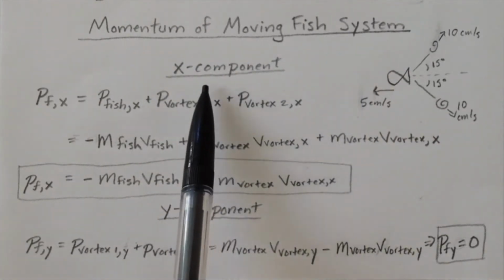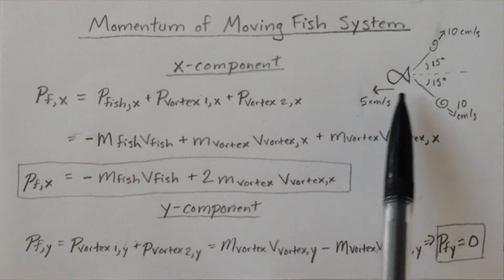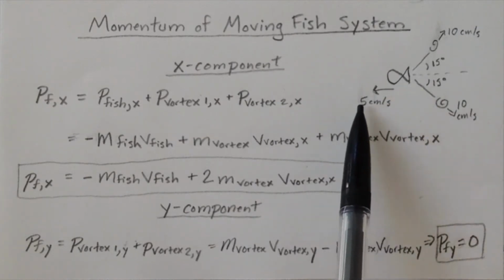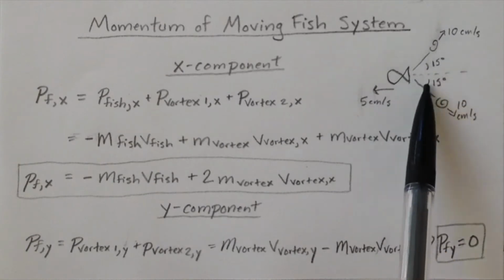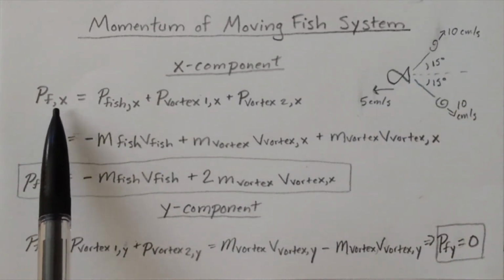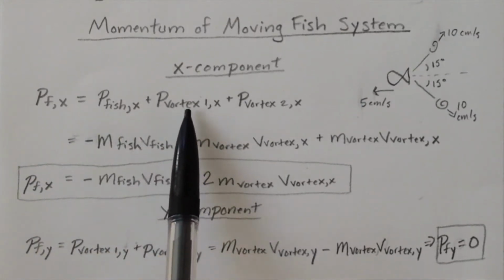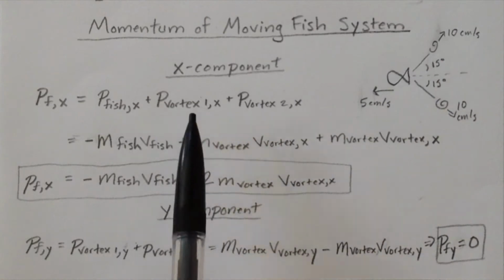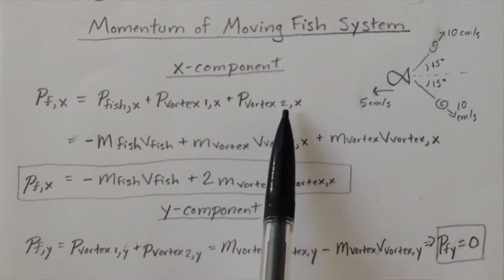In this step, we're going to find the momentum of the fish and vortex system. Because momentum is a vector, we need to find both the x component and the y component of momentum. Let's look at the x component first. The fish is moving 5 centimeters per second to the left, and each of these vortices will have its own x component. So if we look at our equation for the x component of momentum, we have the momentum of the fish in the x direction, plus the momentum of the first vortex in the x direction, plus the momentum of the second vortex in the x direction.